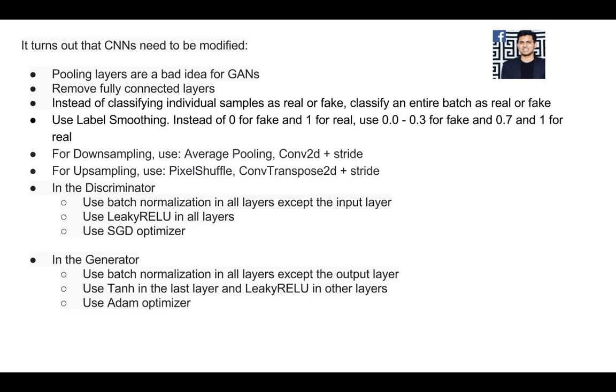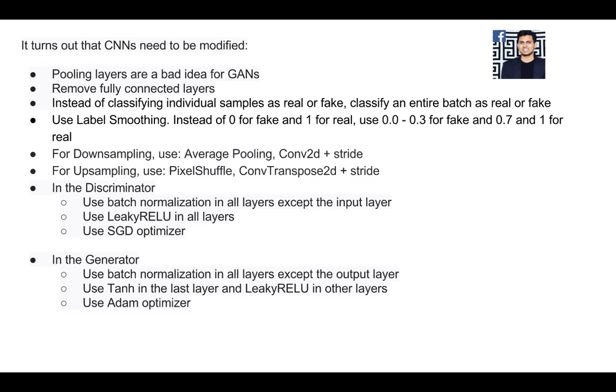And in the discriminator, use batch normalization in all layers except the input layer. Use leaky ReLU in all layers as your nonlinear transform. Use the stochastic gradient descent optimizer.